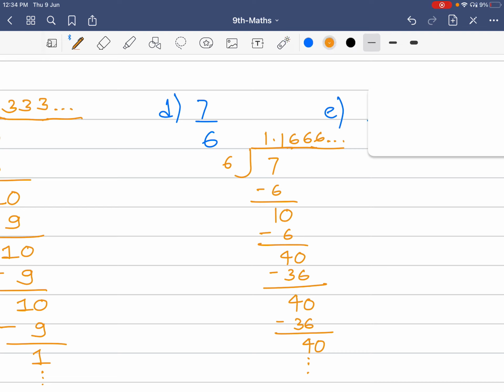So I can very safely write that 7 by 6 is in fact equal to 1.1666 infinitely. And if the digits are repeating, what we do is we put a bar over it. Okay. So 7 by 6 can now be represented as 1.16 bar, where the digit 6 keeps on repeating infinitely to the right hand side.